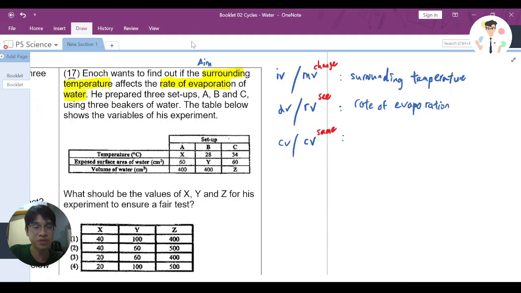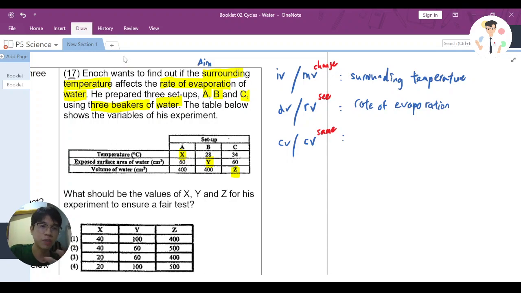He prepared 3 setups, A, B, and C, using 3 beakers of water, and the table below shows the variables of his experiment. So you can see the temperature, B setup is 28, C is 34, and here we are not given. Exposed surface area of water, we're not given, and volume of water we are not given here.